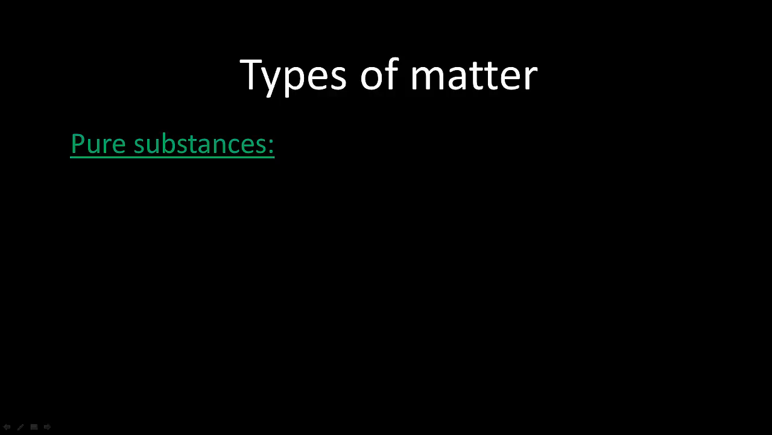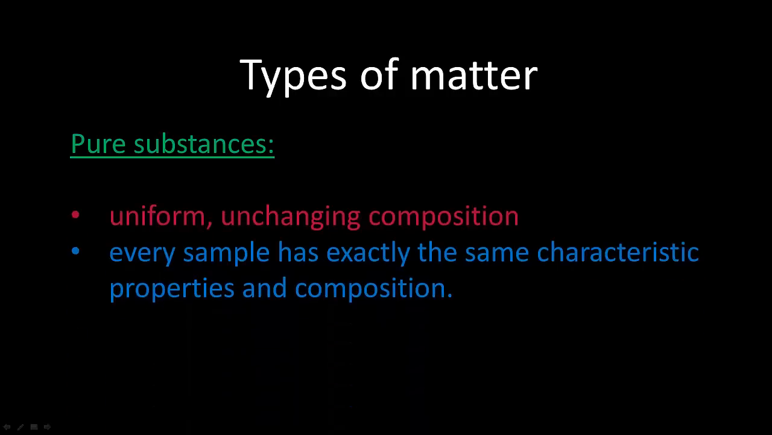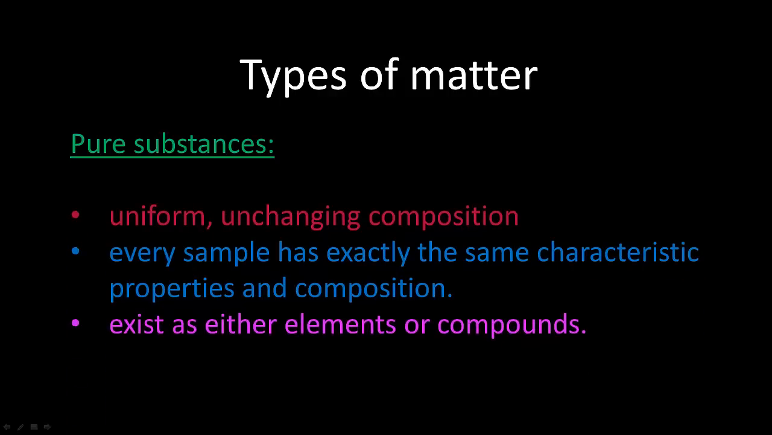Now let's talk about pure substances. Pure substances are uniform, unchanging composition. Every sample has exactly the same characteristic properties and composition, and it either exists as compounds or elements.